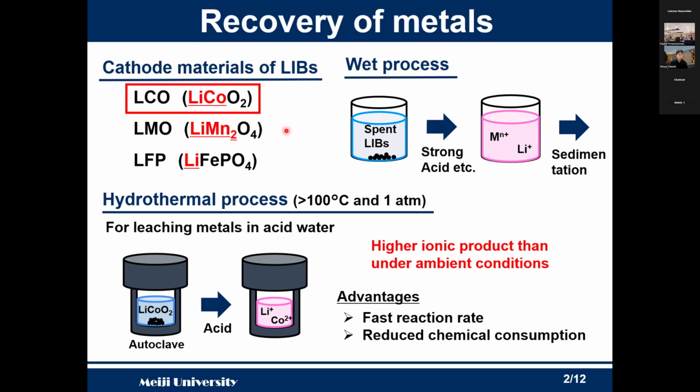Recently, the hydrothermal process has been reported for leaching metals in acid water. The hydrothermal process has a higher ionic product than under ambient conditions, so this method has advantages such as a fast reaction rate and reduced chemical consumption.